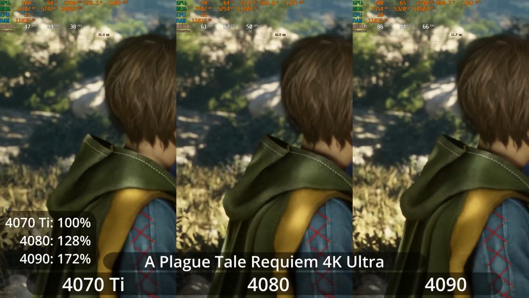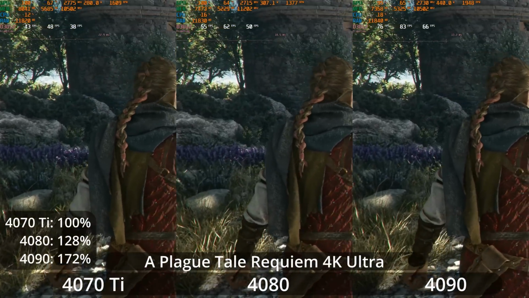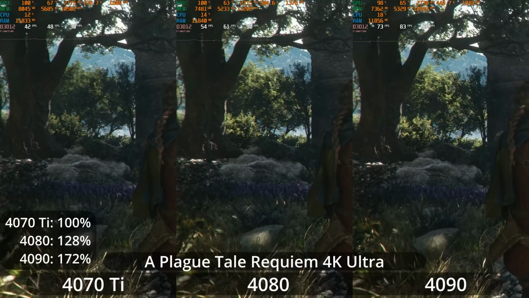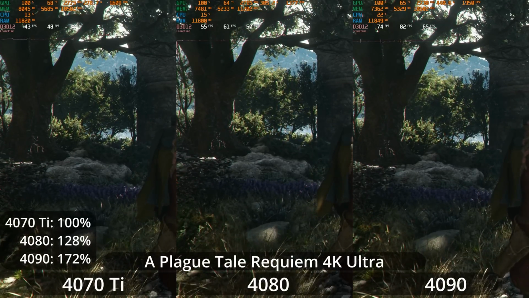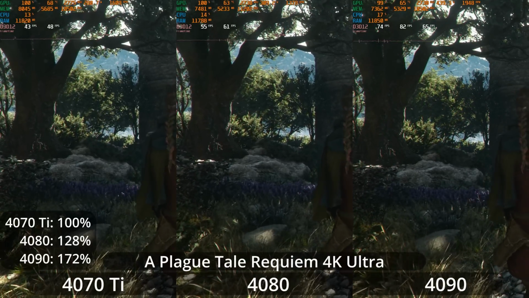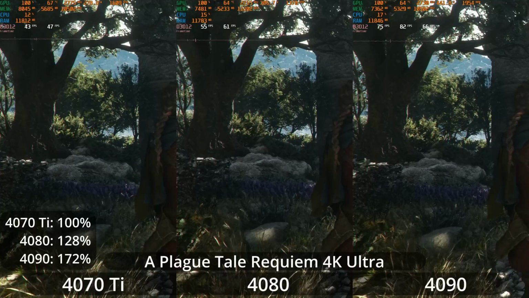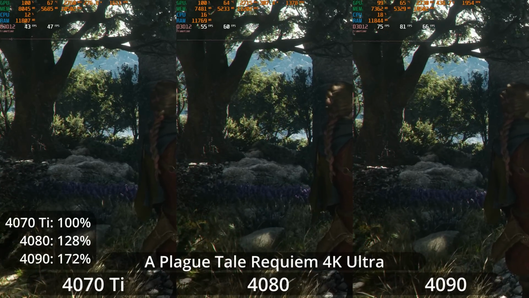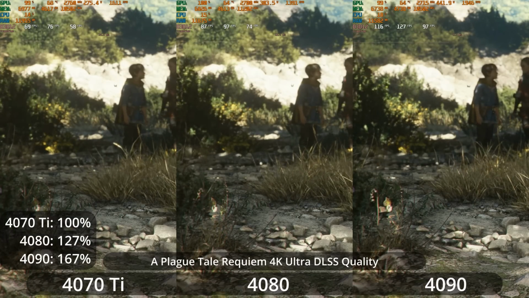Now, going up to the 4K Ultra settings, we see the 4090 stretch its advantage even further, showing us a 72% lead over the 4070 Ti, and the 4080 with a 28% lead. Notice that the 4070 Ti and the 4080 are below 60 FPS in this scene. The 4070 Ti pretty significantly below 60 FPS, and this is not even the most demanding scene in the game. So once again, it looks like at 4K, we're going to have to reduce the settings.